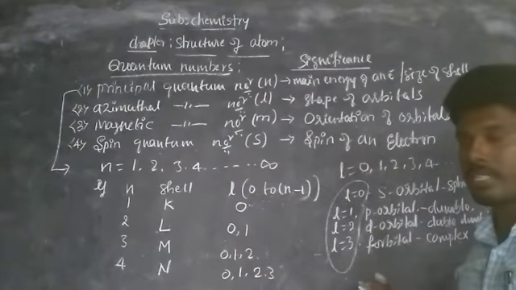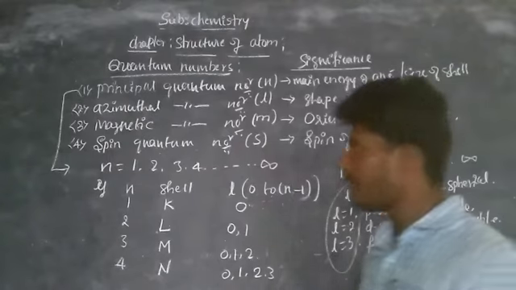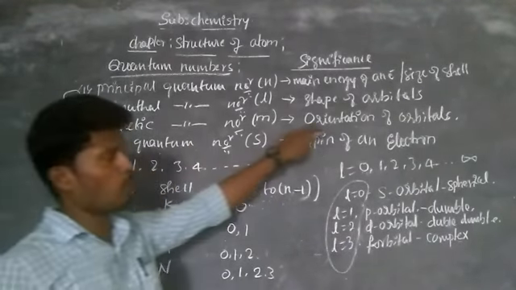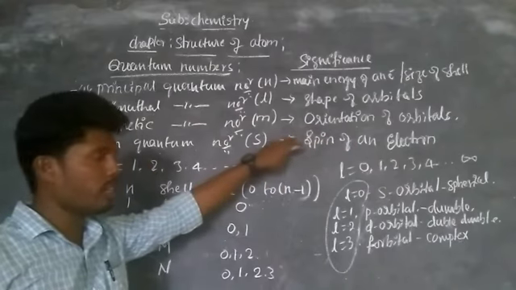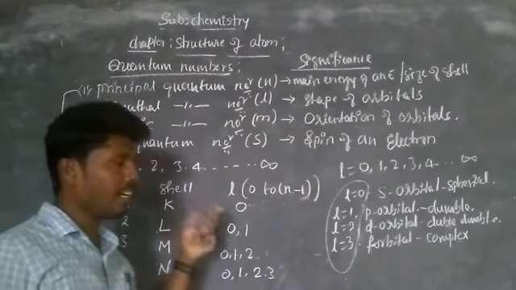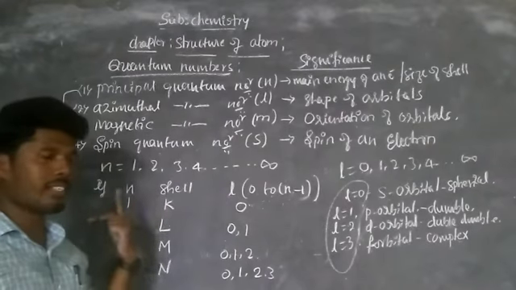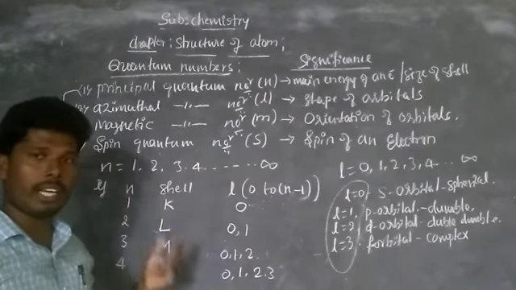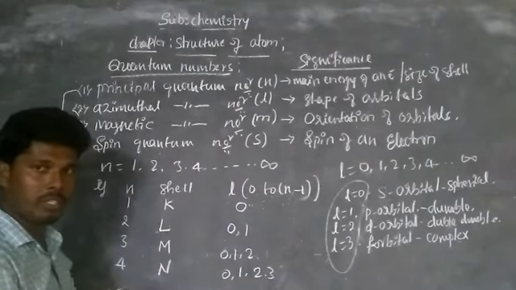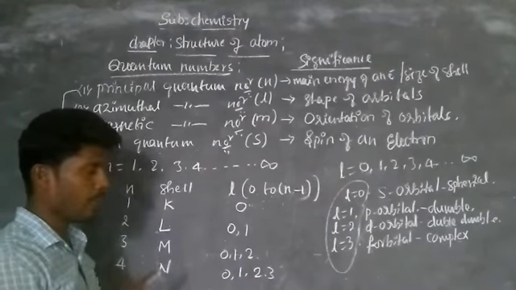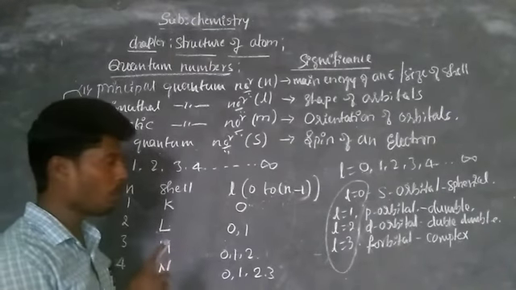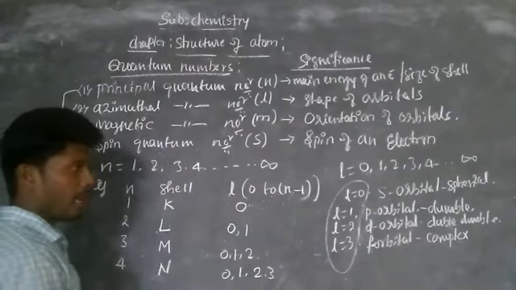This is the significance. Then similarly, take the third one, magnetic quantum number. This magnetic quantum number indicates the orientation of orbitals. Orientation means in which direction the orbital is oriented. It means either in x direction or y direction or z direction. That is the indication. Here for L values, we are giving the m values. For each L value, the m values are given by 2L plus 1.